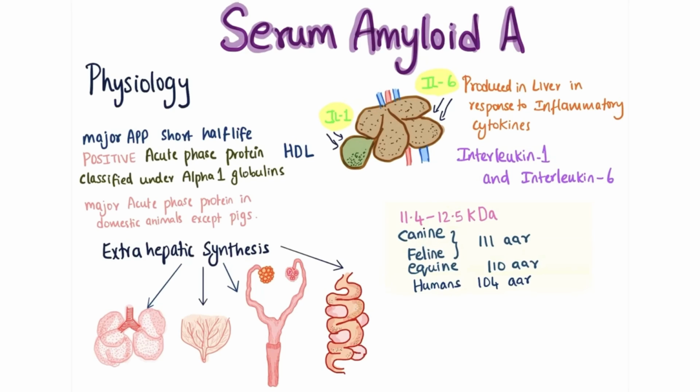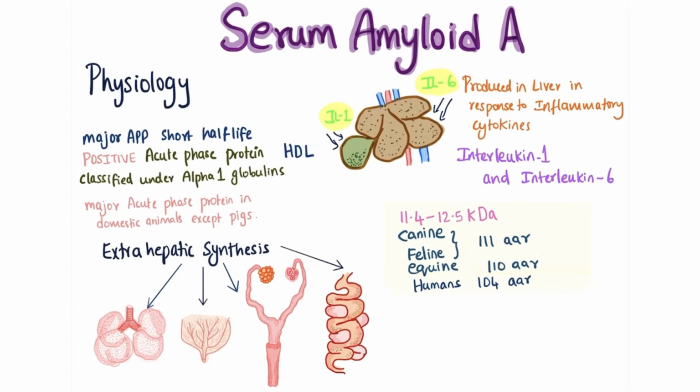Coming to the structure, serum amyloid A is between 11.4 to 12.5 kilodaltons, and several isoforms of serum amyloid A have been reported in each species, but they differ in several amino acid residues. For example, canine and feline consist of 111 amino acid residues, while equine species consist of 110 amino acid residues.